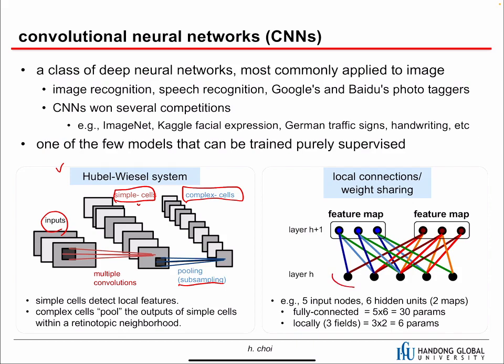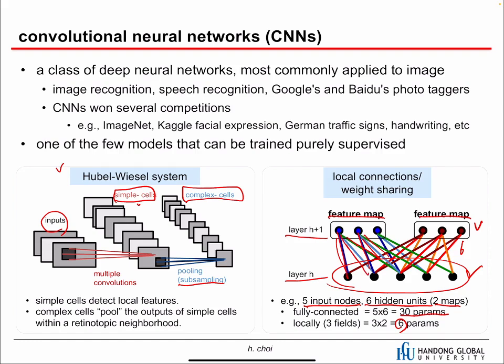So we have input and we have kernels. The same color means the same parameter. In this case, we have 6 parameters, even though we have lots of connections between layer H and layer H plus 1. When we have 5 input nodes like this, and 6 hidden units like this, with two maps, one map and another map, if it is a fully connected neural network, then we need 30 parameters. But when we use a CNN, then we need just 6 parameters. So we can reduce the number of parameters a lot.